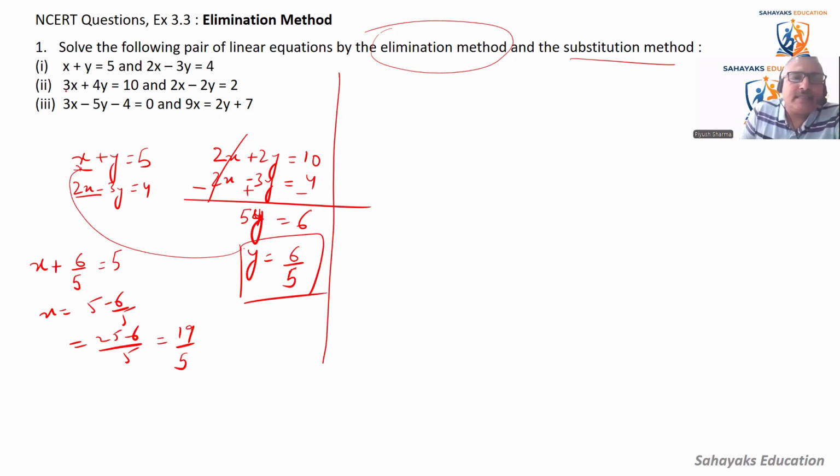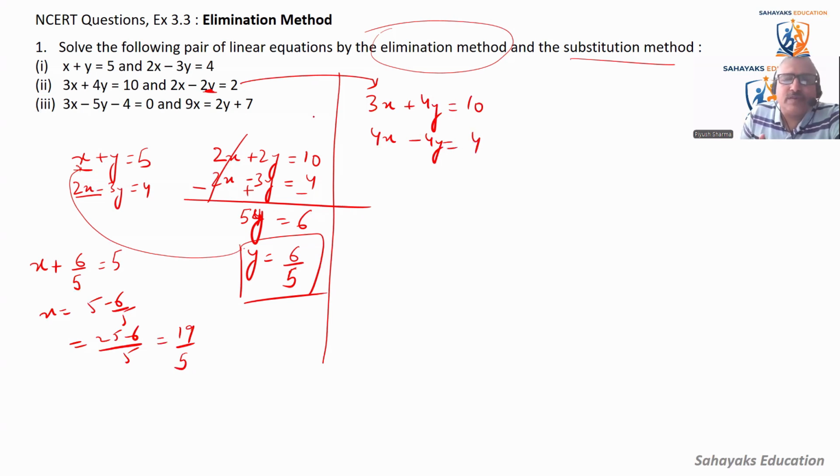Now, the second is 3x plus 4y is equal to 10. We'll take the second question. So we'll say 3x plus 4y is equal to 10, and the other is 2x minus 2y. Before just directly taking it, I'll multiply this equation by 2 to make 2y into 4y. It becomes 4x minus 4y is equal to 4.